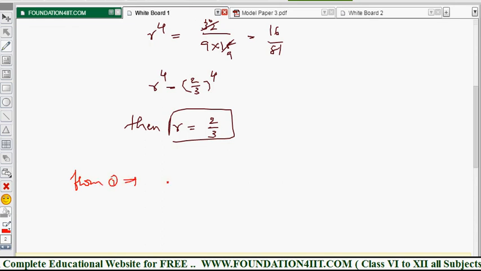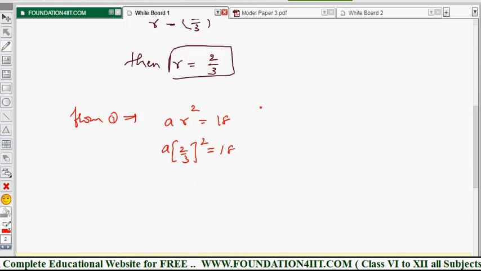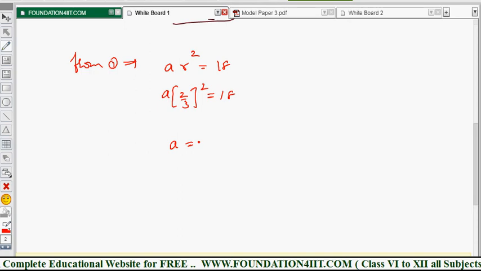Let us take equation 1. According to this, A into R square is equal to 18. So A into 2 by 3 whole square is equal to 18. Now from this, A is equal to 18 into 9 by 4, since 2 by 3 whole square is 4 by 9. Then you can simplify this. So A is equal to 18 into 9 by 4. You can cancel 2, 9. So 81 by 2. Then the A value is 81 by 2. This is the first term.